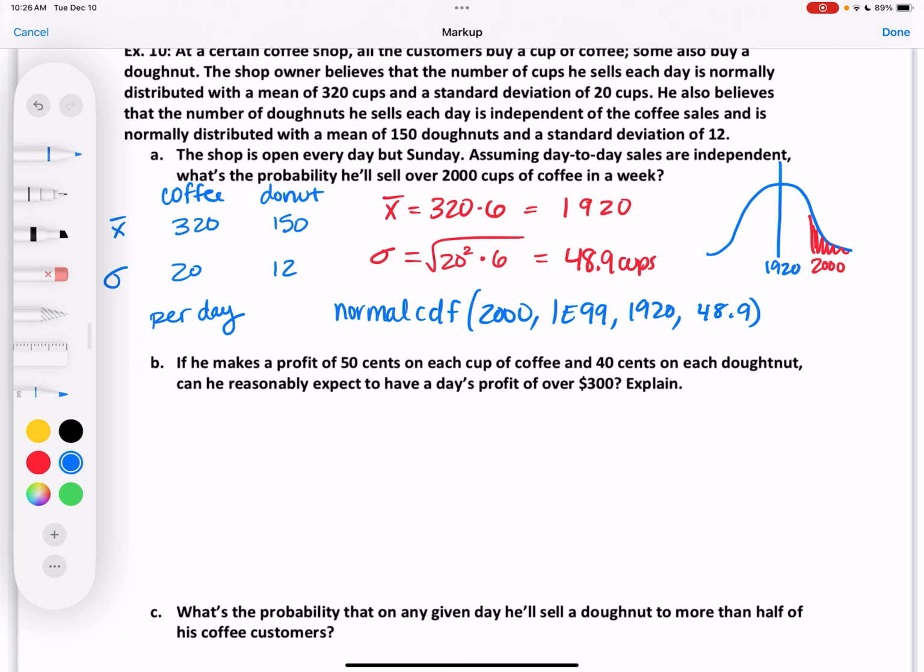And when I do that, I get 0.05 for that number. So basically, this is the probability here. So there's a 5% chance, basically, that they sell 2,000 cups of coffee in a week.